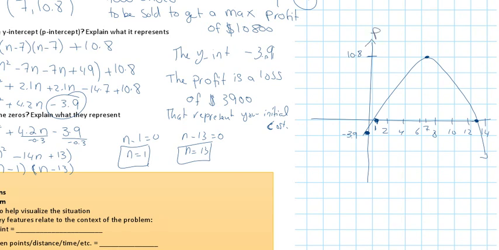Right? The point here is (1, 0). The point here is (13, 0). So that means the y value is 0, so your profit is 0. So that means you're breaking even. That's what we call the break-even point. Okay? I'm making exactly the same amount as I'm spending. So my profit is 0.